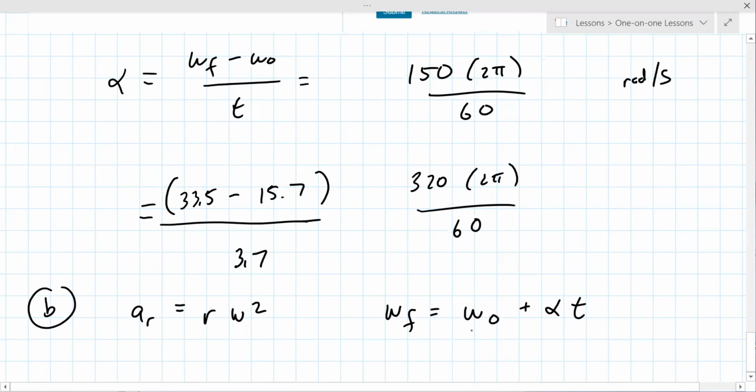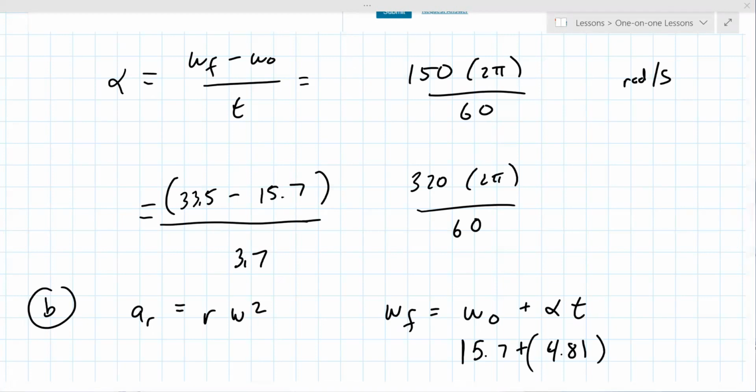So we have this initial omega from the first part of the problem here. It's the 15.7 that you just got. You'll want to use the unrounded form of that plus the alpha value that you just calculated in part A. Give me that number again. So 15.7 plus 4.81 times the time that they give you, which is 1.2. Divided by 1.2 or multiply? Multiply.